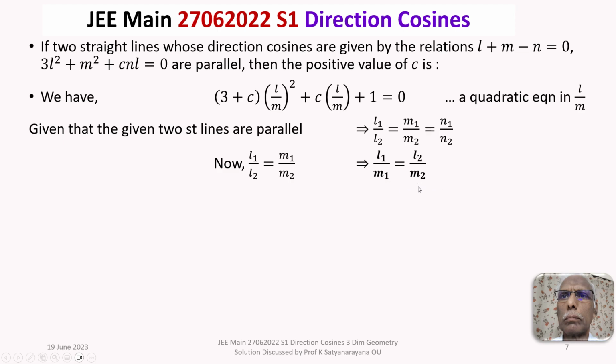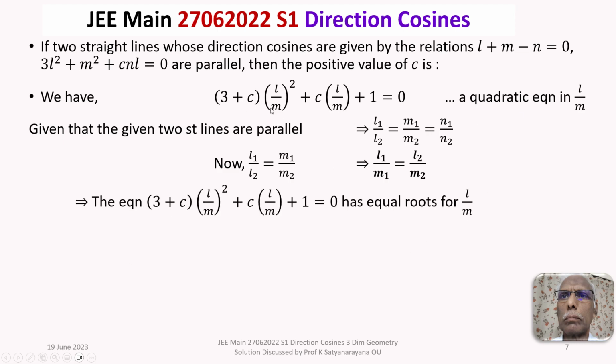That means these two are equal. What are these? These must be the solutions of this quadratic equation. And further, these are equal. This implies the equation (3 + c)(l/m)² + c(l/m) + 1 = 0 has equal roots for l/m. What are those equal roots? l1/m1 and l2/m2.